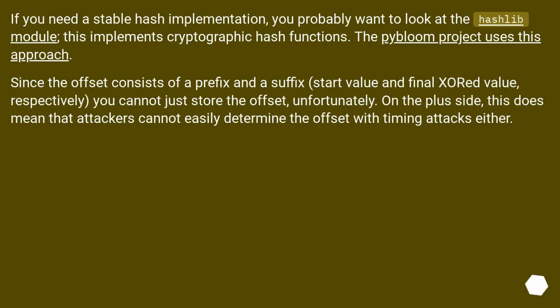If you need a stable hash implementation, you probably want to look at the hashlib module. This implements cryptographic hash functions. The PyBloom project uses this approach. Since the offset consists of a prefix and a suffix, start value and finalize value respectively, you cannot just store the offset, unfortunately. On the plus side, this does mean that attackers cannot easily determine the offset with timing attacks either.